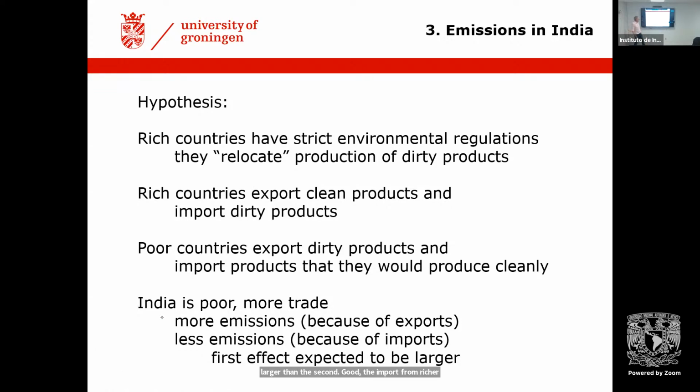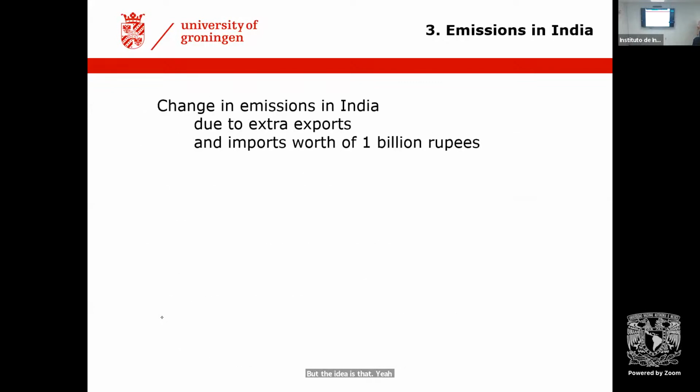So the idea is that India imports more than it exports. So we calculate here the change in emissions due to extra exports and extra imports. So the trade balance is balanced, doesn't change, and we increase import and export both by 1 billion rupees.